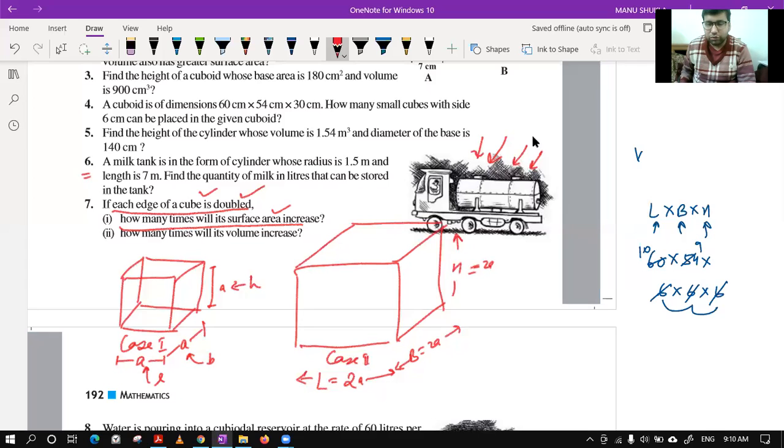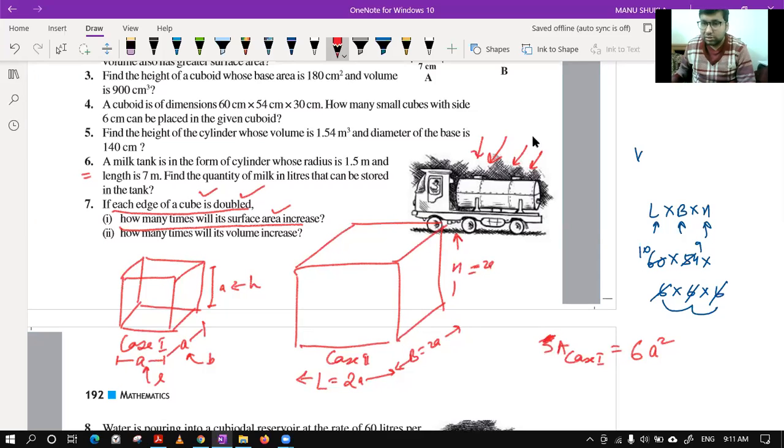So first, let's find the original case surface area. So surface area of case 1 is how much? Please tell class. The surface area of first one is given by 6a square. Very good.